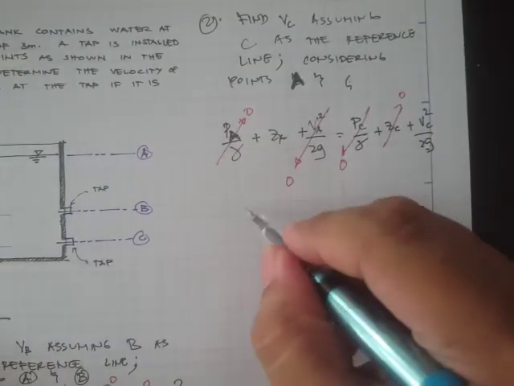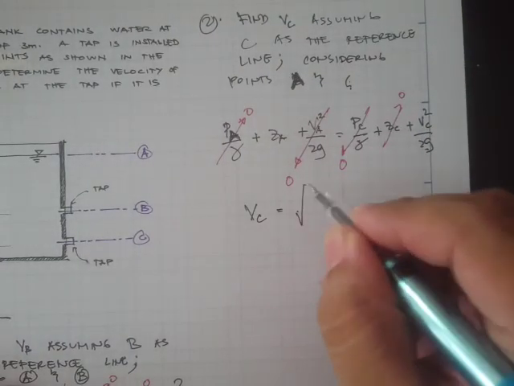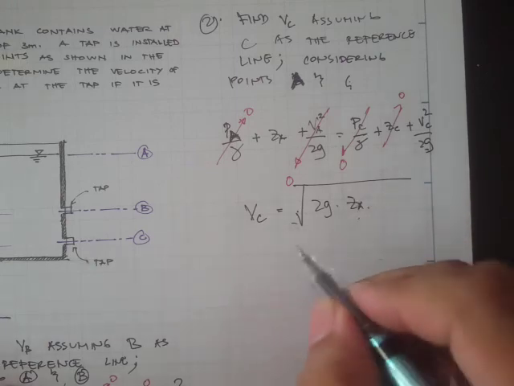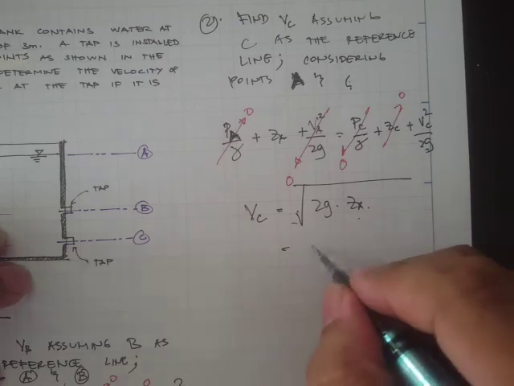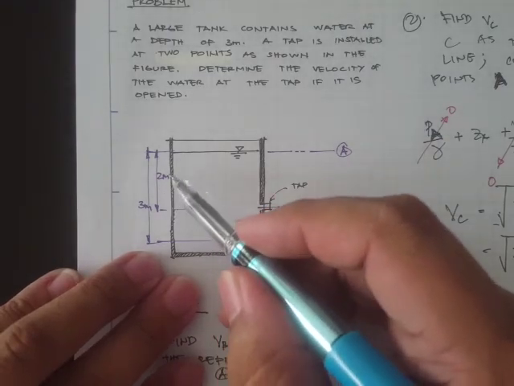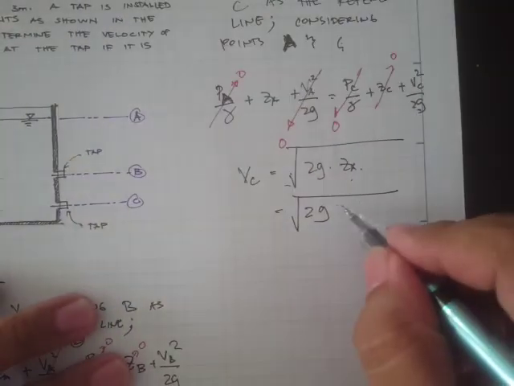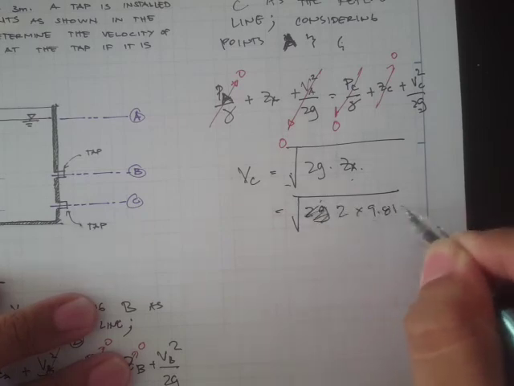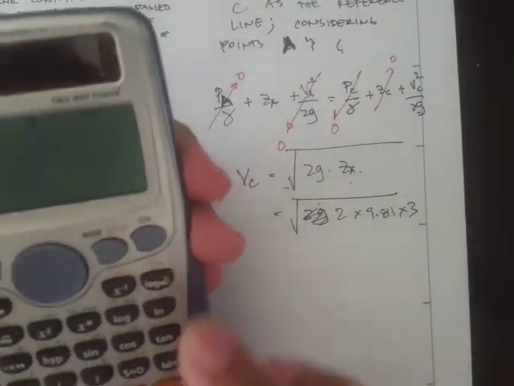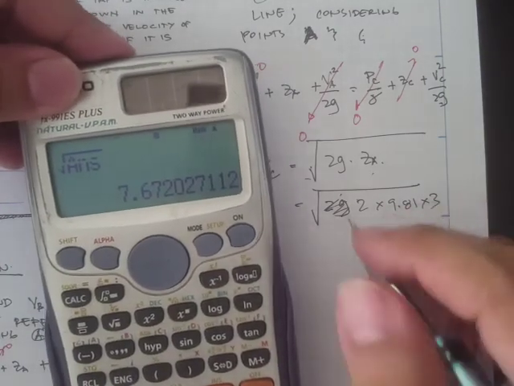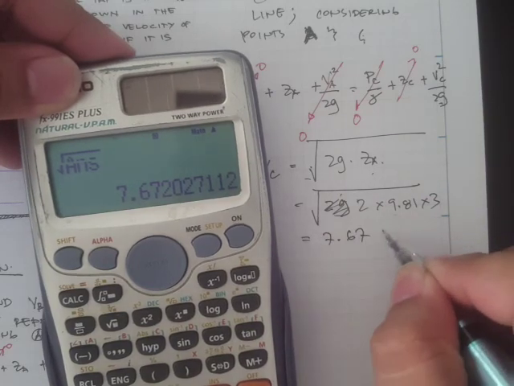And therefore, our V sub C is just the square root of 2g times the height with respect to the reference. So instead of using the 2 meters height, we'll use the 3 meters height. So that's the square root of 2 times 9.81 times 3, which is 7.67 meters per second.